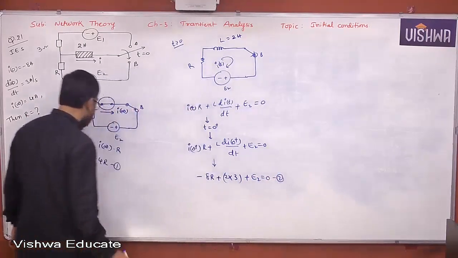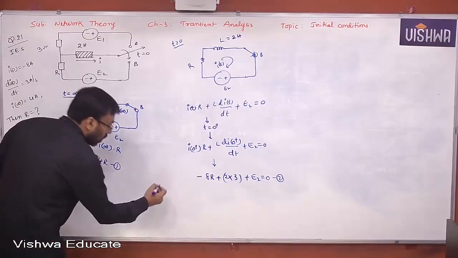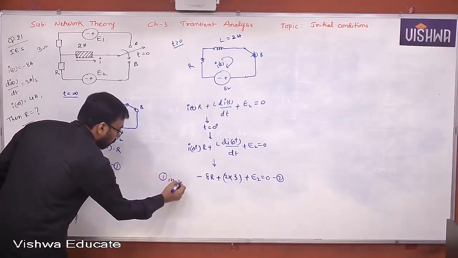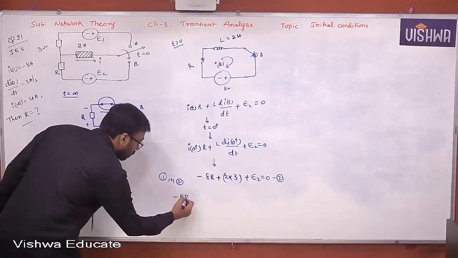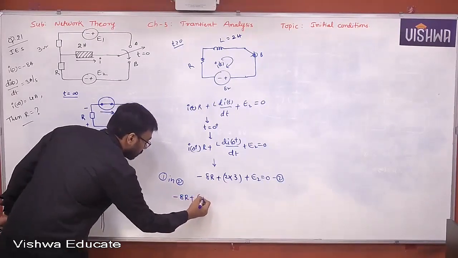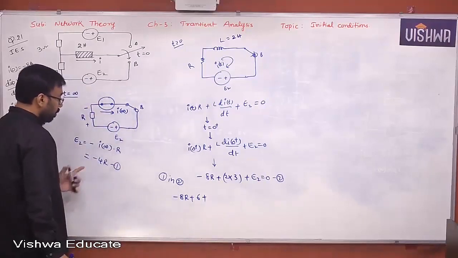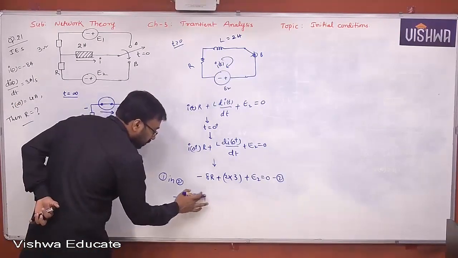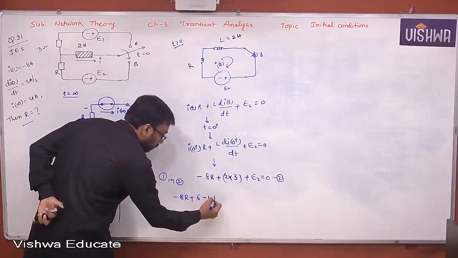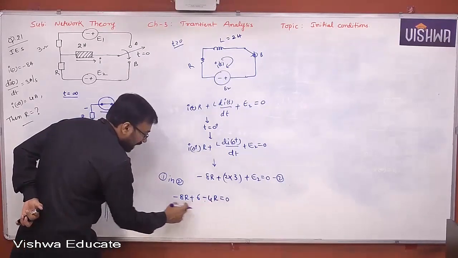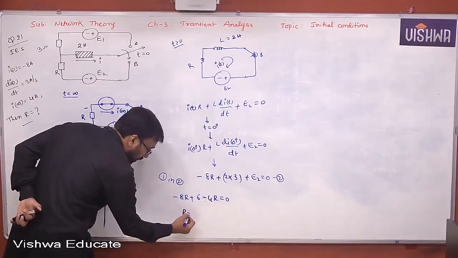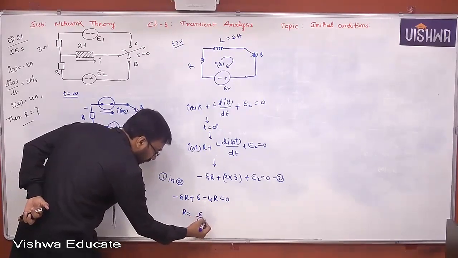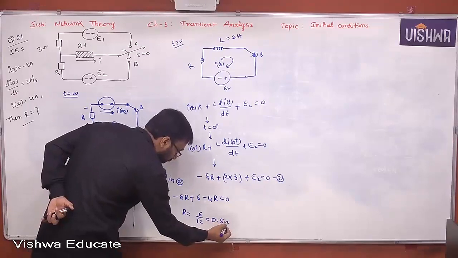Equation 2. Let us substitute equation 1 in equation 2. Then what is the result you get here? Minus 8R plus 6. Yes or no, all of you? Minus 4R is equal to 0. Minus 8 minus 4 is minus 12R plus 6. Therefore, R is equal to 6 by 12, finally 0.50.